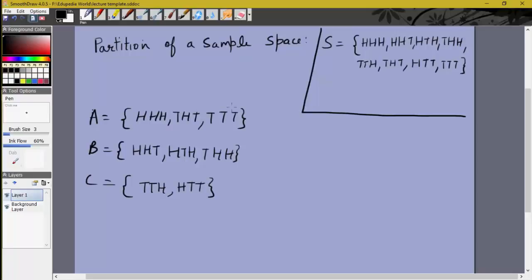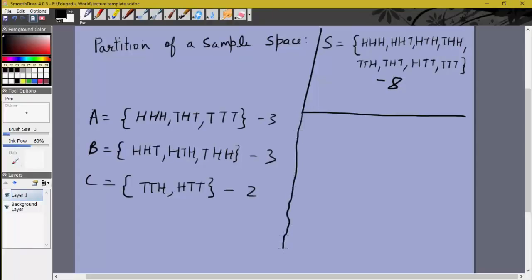Right now, what I did was just partition these 8 elements into a total of 8 elements. This has 3 elements, this has 3 elements, this has 2 elements, and you'll see that if you take these 3 and 3 and 2 elements, you'll get all these 8 elements. Each and every one of these 8 elements is covered once and only once in one of these. So this would be what is called a proper partitioning of a sample space.